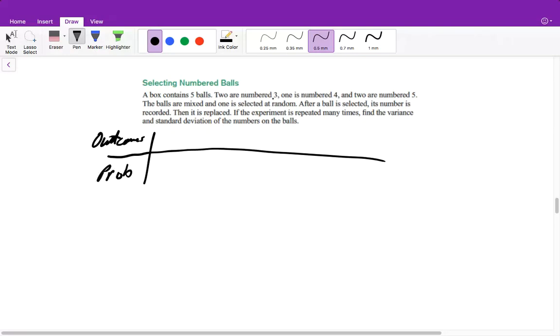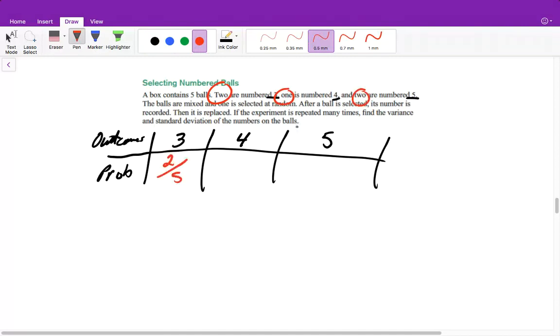Well, our outcomes are we have a ball that's number 3, we have a ball that's numbered 4, and we have a ball that's numbered 5. So those are our outcomes. Then we have to find the probability of each one, where there's 2, 1, and 2 balls. There's 5 total. 2 of them are 3, so that means 2 out of 5 are 3 balls. There's 1 that's numbered 4, so it's 1 out of 5. And then there's another 2 that are numbered 5, so it's 2 out of 5.